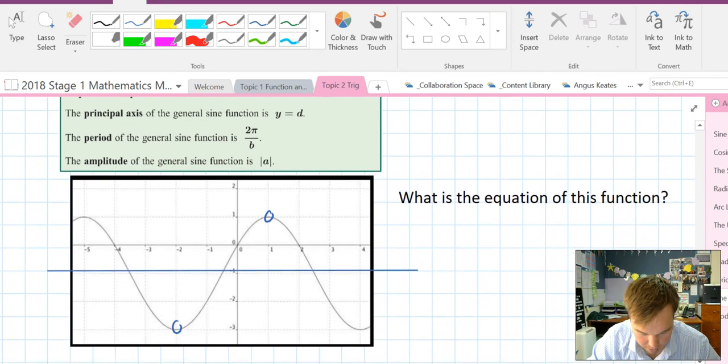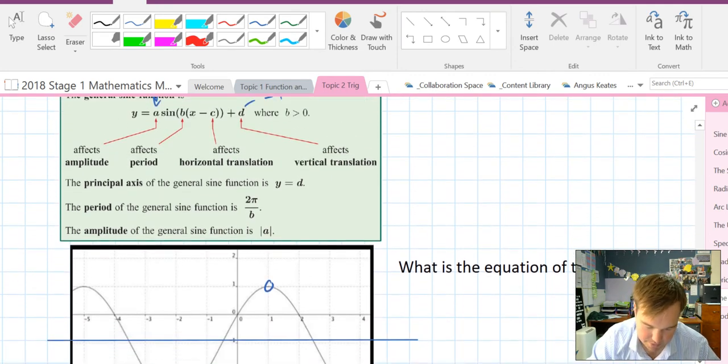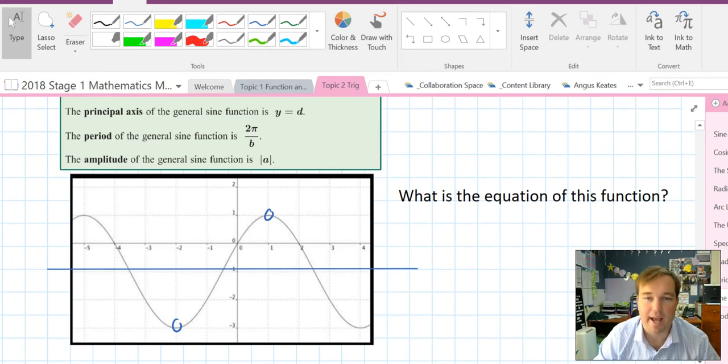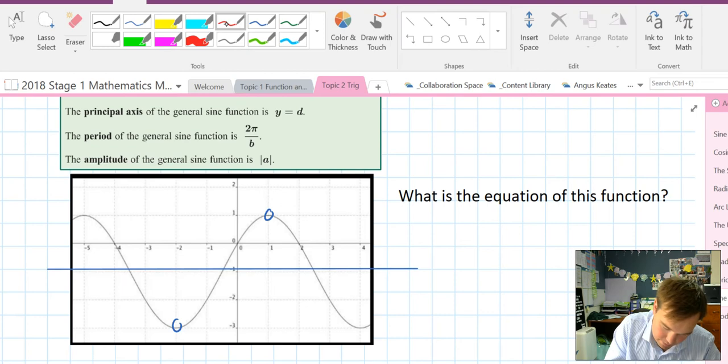Alright, horizontal translation and period. Let's work out the period first. So period here, we look at how long it takes for this to repeat. If we start there heading down, we go down, up, around once, and that's the same spot on the graph, there and there. The period is going to be 6.